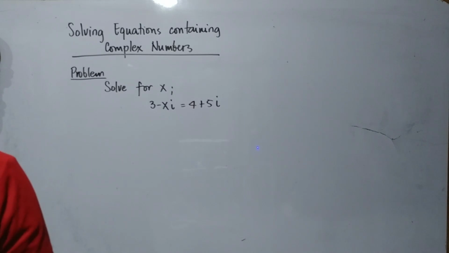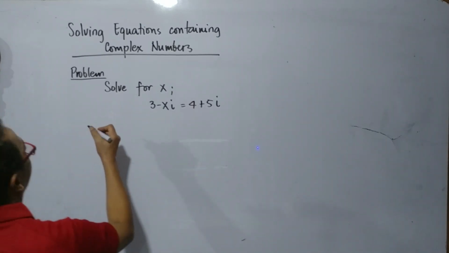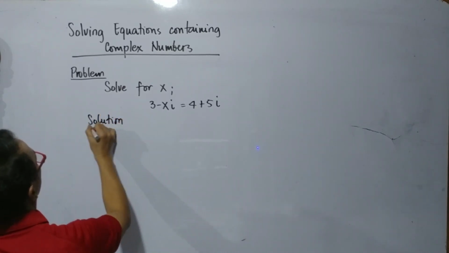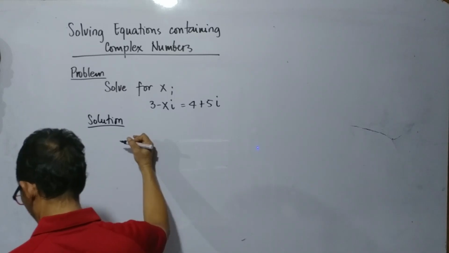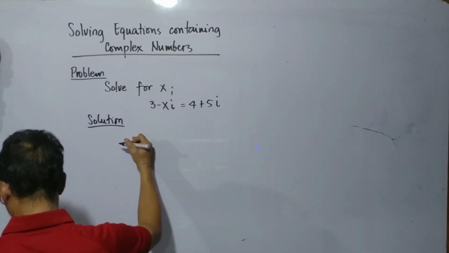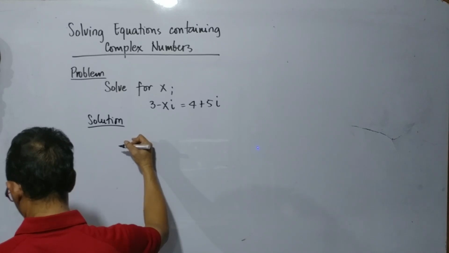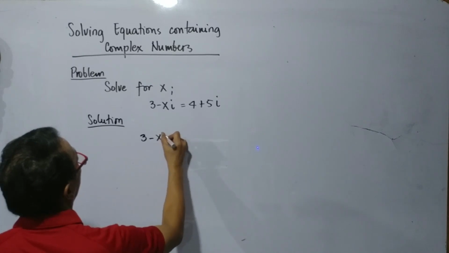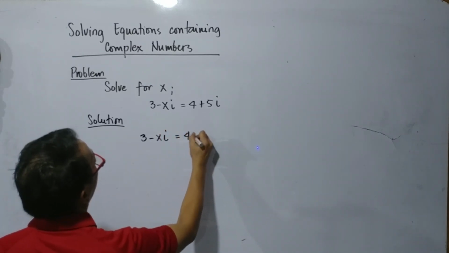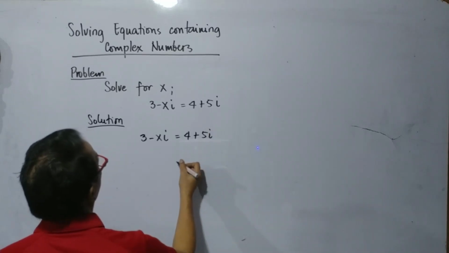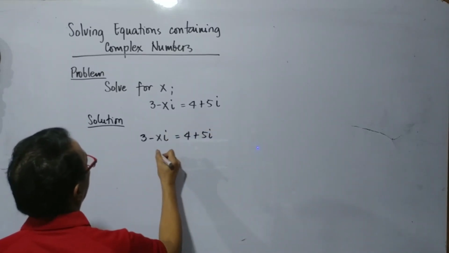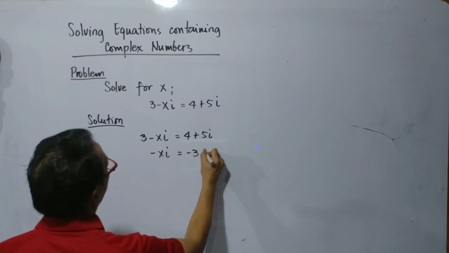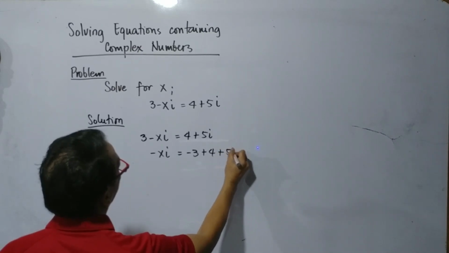To solve it, so we have this problem, 3 minus xi equals 4 plus 5i. You transpose this to the other side, so we have now negative xi equals negative 3 plus 4 plus 5i.